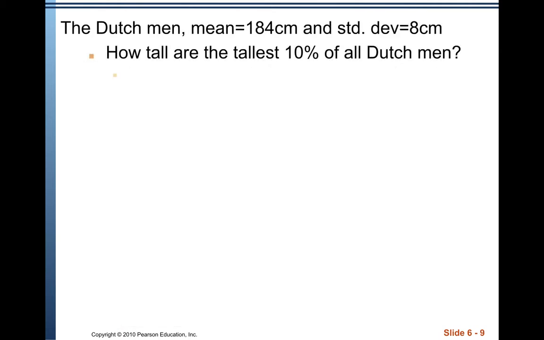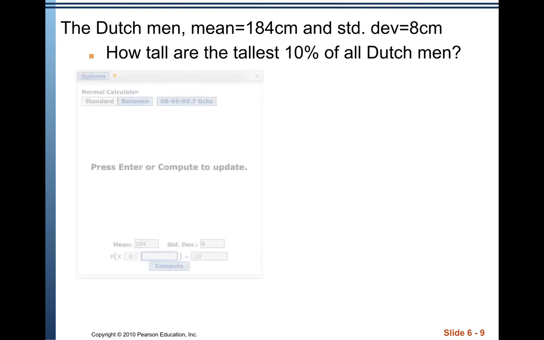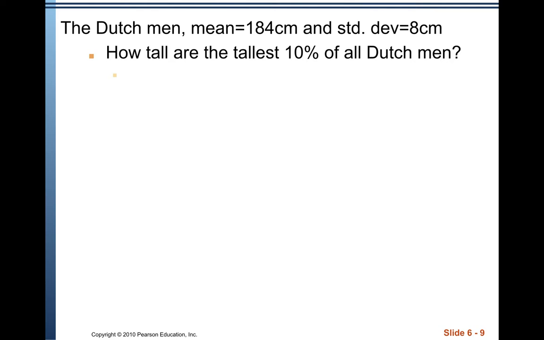The question is, just like with z-scores, what happens if we want to go backwards? So again, using this Dutchmen example with our same mean and our same standard deviation, what if we start with a percentage? How tall are the tallest 10% of all Dutch men?